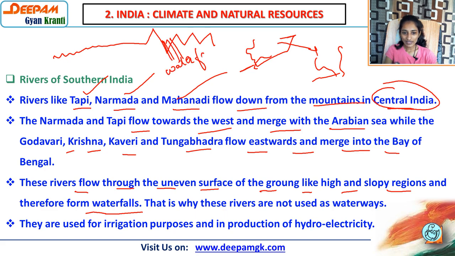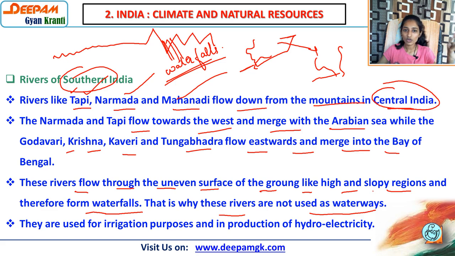Okay, so the question is: which rivers create waterfalls? The options are northern, southern, central. The answer is southern. The rivers which flow from the southern part of India create the waterfalls. That is why these rivers are not used as waterways.